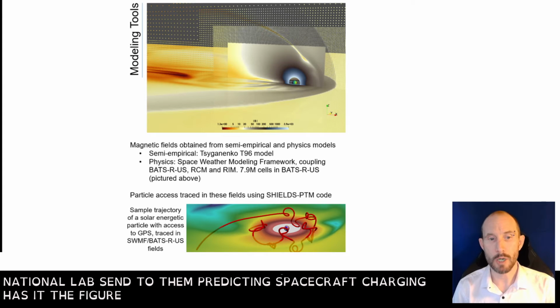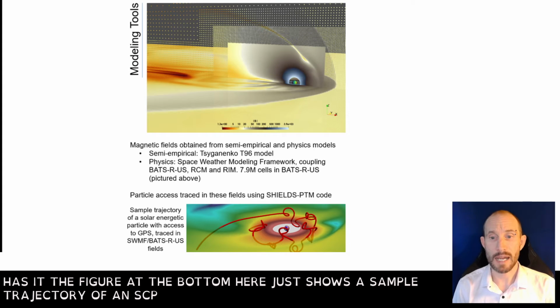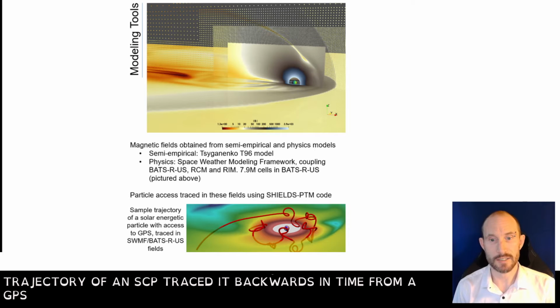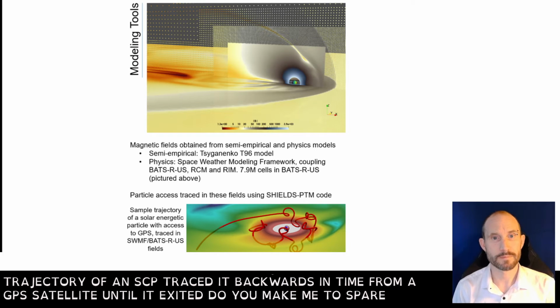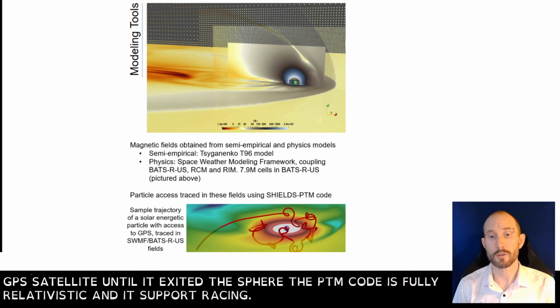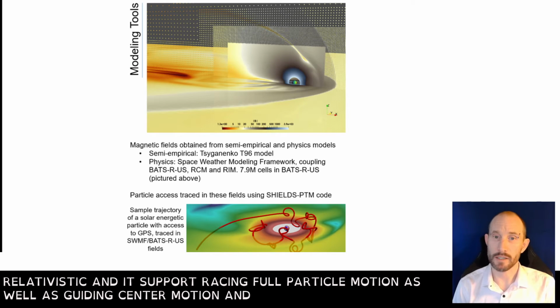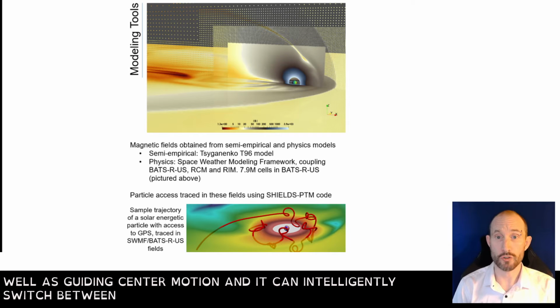The figure at the bottom here just shows a sample trajectory of an SEP traced backwards in time from a GPS satellite until it exited the magnetosphere. The PTM code is fully relativistic, and it supports tracing full particle motion as well as guiding center motion, and it can intelligently switch between the two modes.